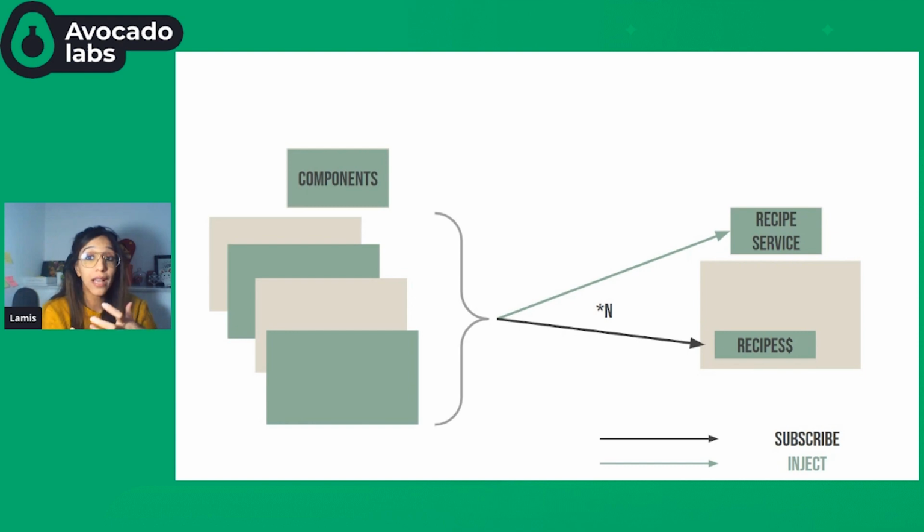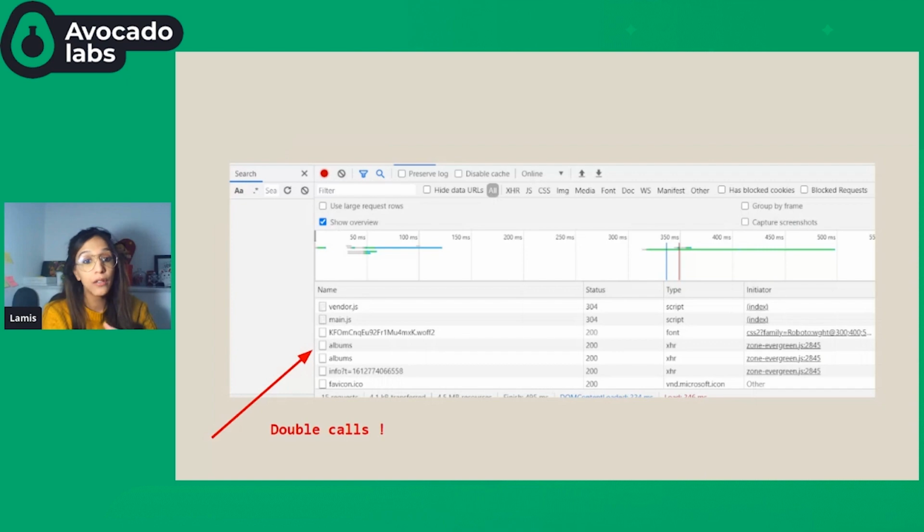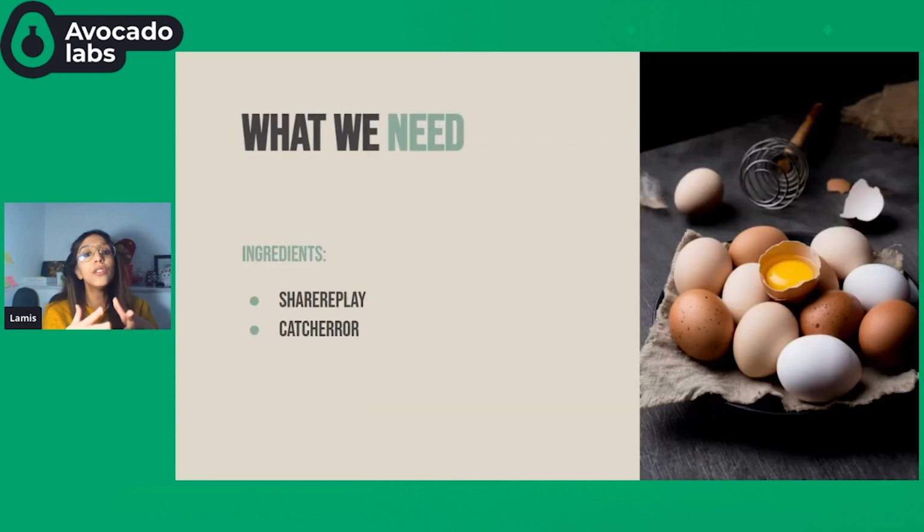Maybe it's sometimes static, and you want to cache this result in order to avoid calling the backend every time. Because if you don't cache it, you will see double calls to the backend every time. So what we need to do this is the shareReplay operator and the catchError operator again. The catchError operator is the secret ingredient in every recipe. You will find it in every recipe.